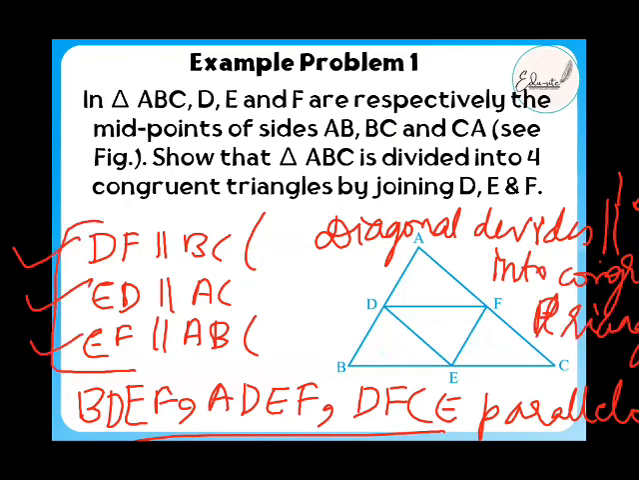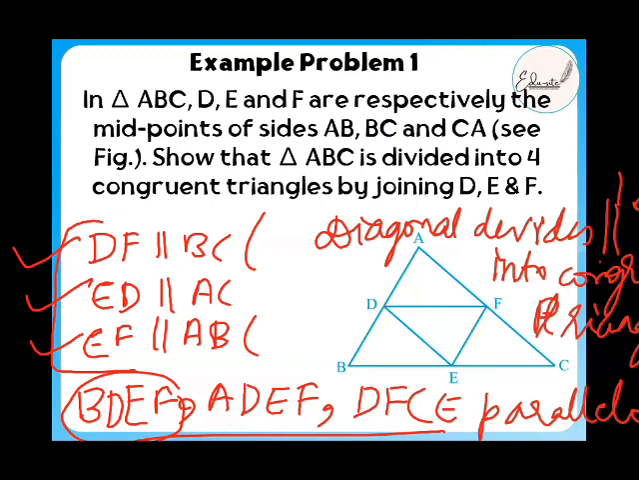Where are these parallelograms, beta? BDEF. Where is BDEF? Now tell me where is BDEF? This is a parallelogram, right? If BDEF is a parallelogram, DE is a diagonal. If DE is a diagonal, then which and which triangles are congruent, beta? Like which and which triangles are congruent? Triangle BDE is congruent to triangle DEF, correct? Correct or wrong?